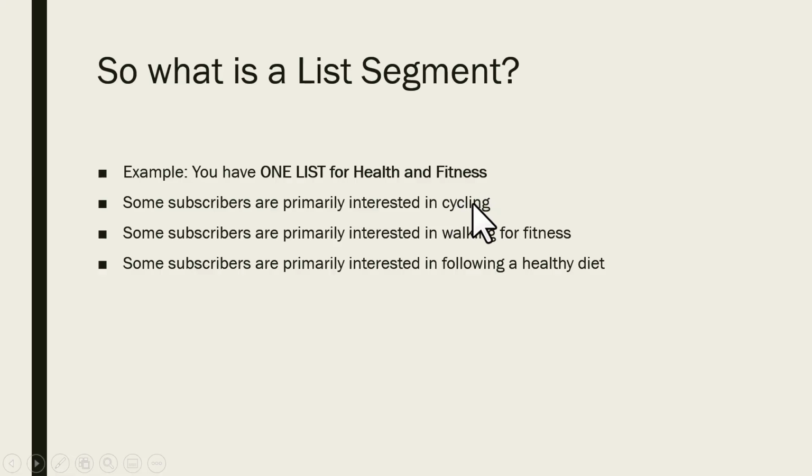So how would you determine that that segment is interested in cycling? Well, when someone signs up to your list in the opt-in form to get a lead magnet on cycling, you can tag them so you know they're interested in cycling.